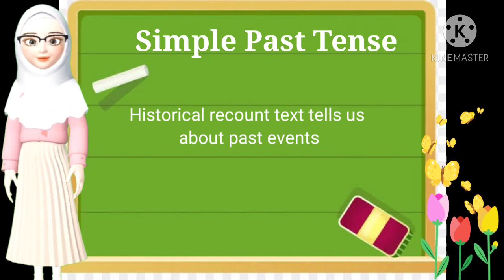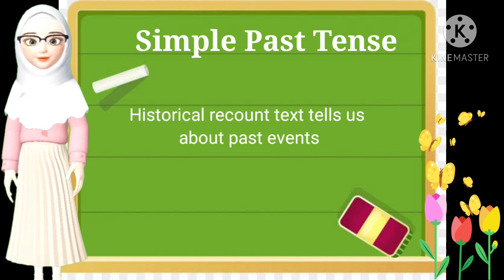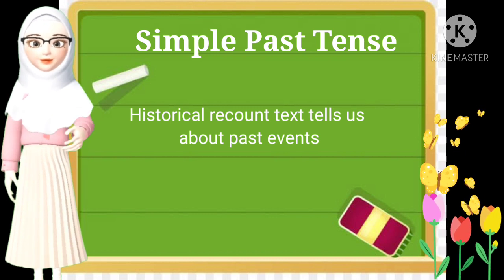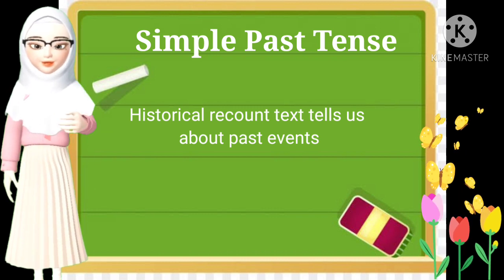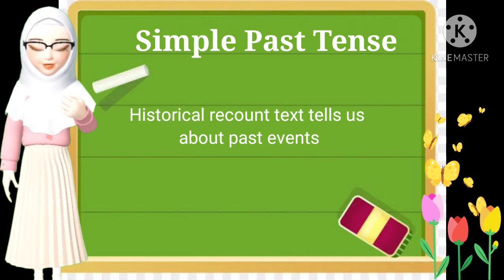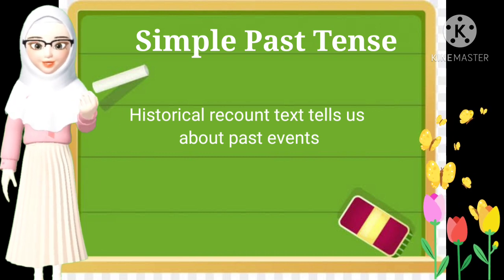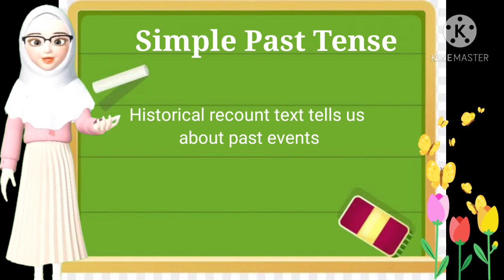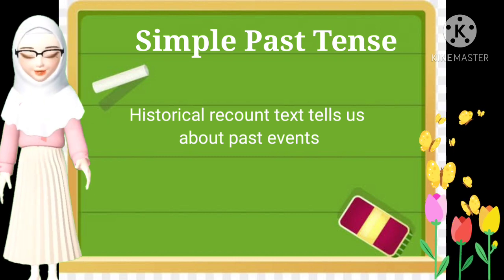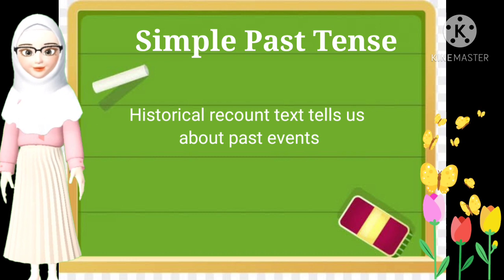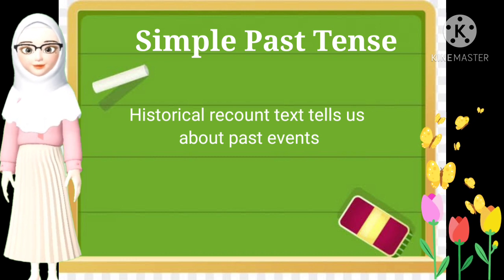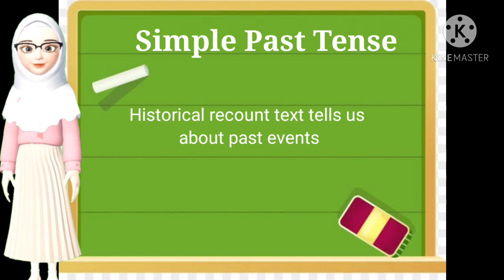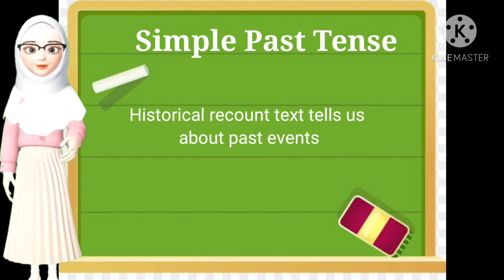For example, the historical context is about the proclamation of Indonesia. We see that the event happened some years ago, precisely 17 August 1945. It means that the time was a long time ago in the past. So that's why to write the event we use simple past tense. So to write the event or story that happened in the past, we use simple past tense.